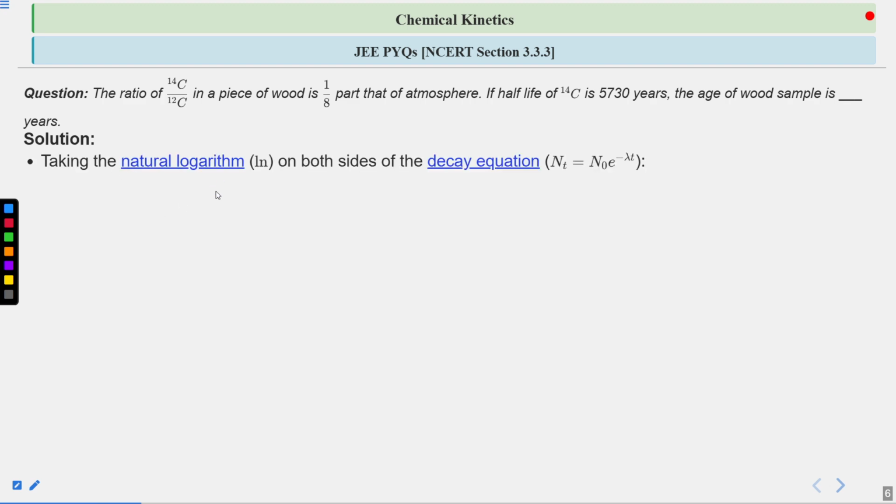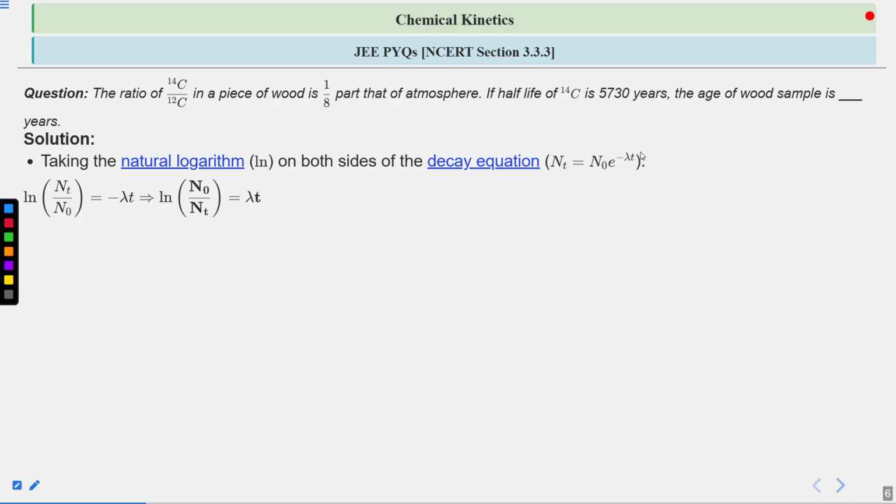Now, if you take the natural logarithm, that is ln, on both sides of the decay equation, which was Nt equals N naught e to the power minus lambda t, this is the decay equation. Because our equation is in exponential form, it will be easier if you take the log and then solve. So when you take the log, it will be ln Nt by N naught, where N naught goes in the denominator, equals ln of e to the power minus lambda t, and ln base e becomes 1. So here only minus lambda t will come.